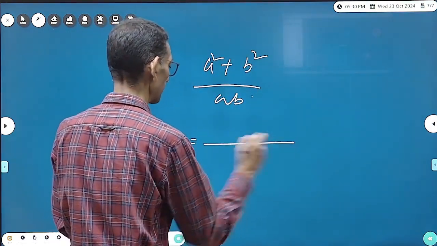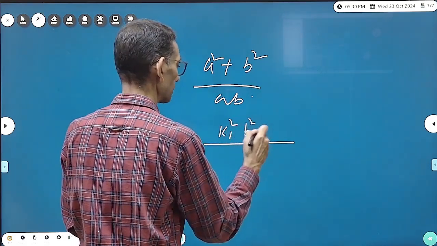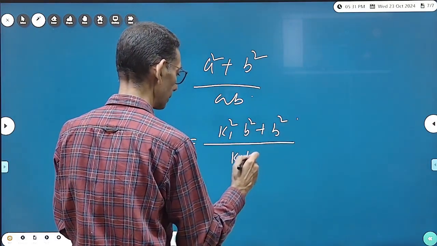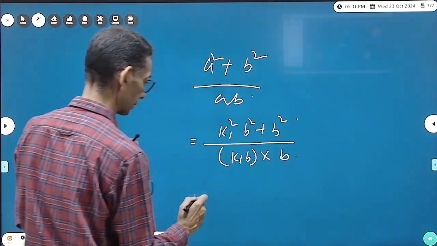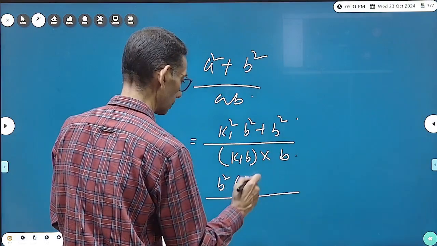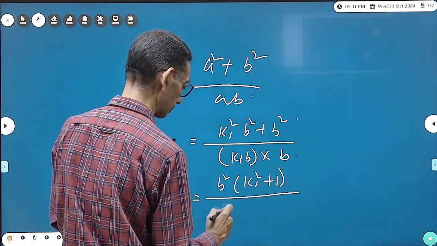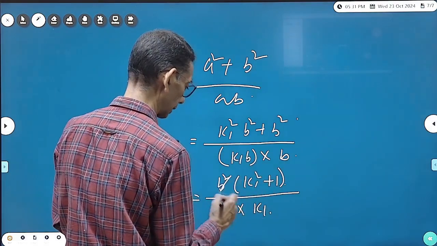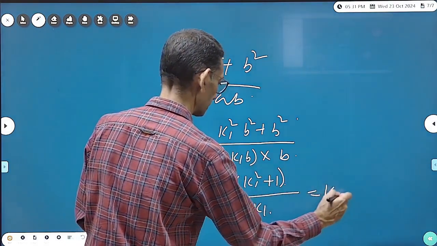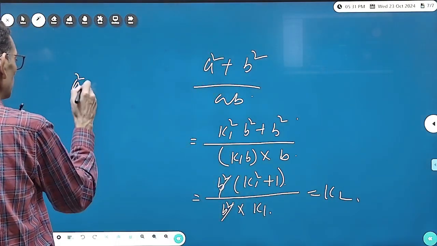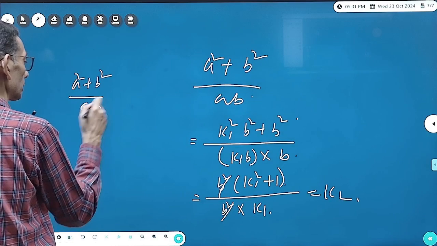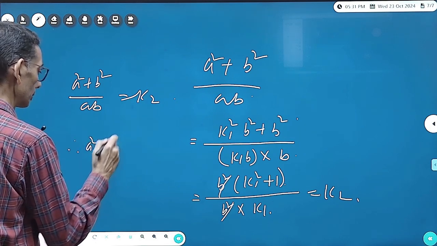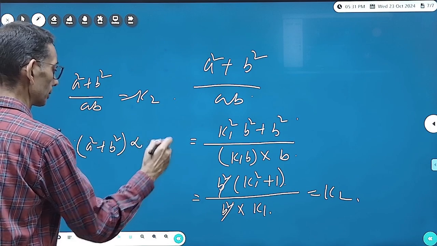So the value of a is k1 square b square plus b square, right? Since a is k1 b, then k1 b into b, right? So if you take b square common, it will be k1 square plus 1, then b square. Here b into b square into k1, it will cancel. You can write this is k2. So a square plus b square divided by ab equals k2. Therefore, a square plus b square is directly proportional to ab.